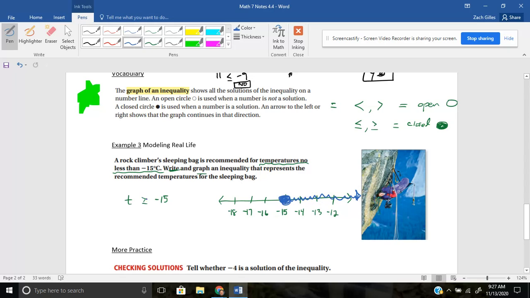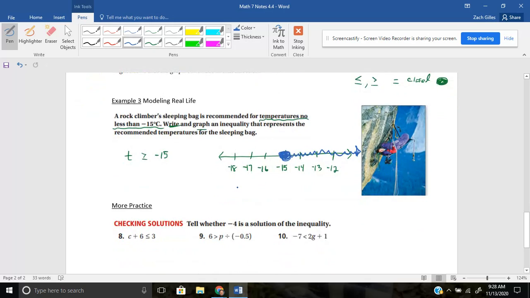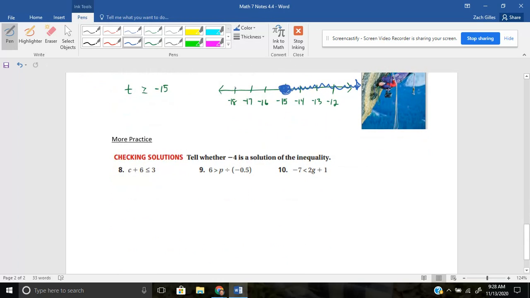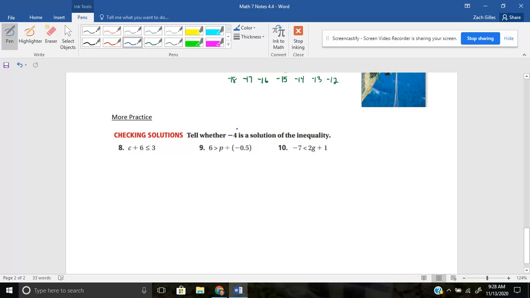This says t is greater than or equal to negative 15, so I would shade to the right when I'm talking about numbers greater than. Numbers to the right are always greater than numbers to the left. Okay, so there's my inequality graphed. If you need more help graphing inequalities, I'll be glad to help you. All right, for the more practice section here, go ahead and pause the video now to try these 3.